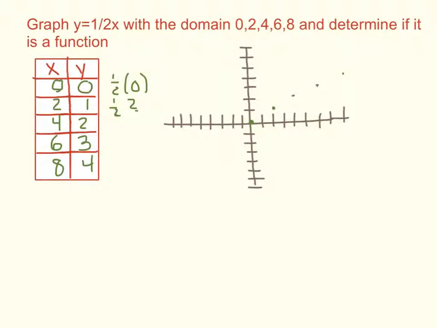So now looking at this, is this a function? Does it pass the pencil test or the vertical line test? And if you said yes, then you're right. So this is a function.